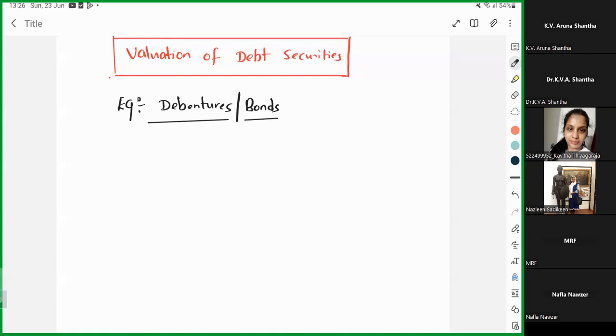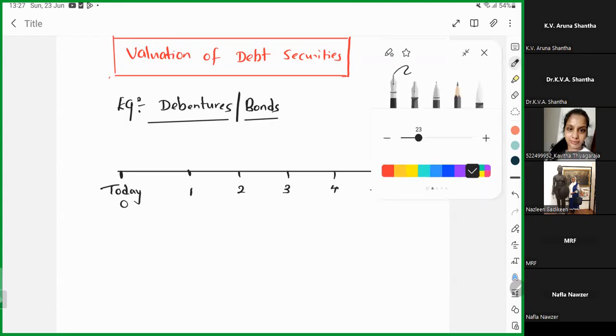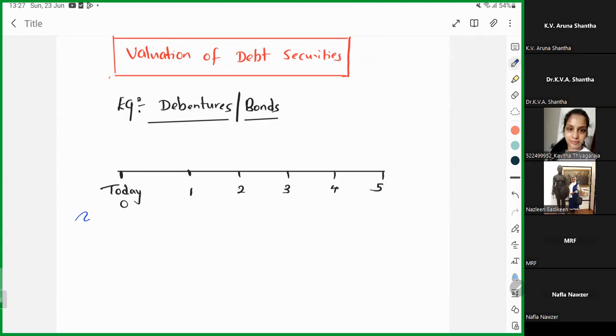Usually debentures are issued for a particular time period. So let's think about a 5-year debenture. You invest today, that is 0. So in the next 5 years, you are getting interest. You are getting interest. So one cash flow is interest. Interest payments, or you can say this coupon.